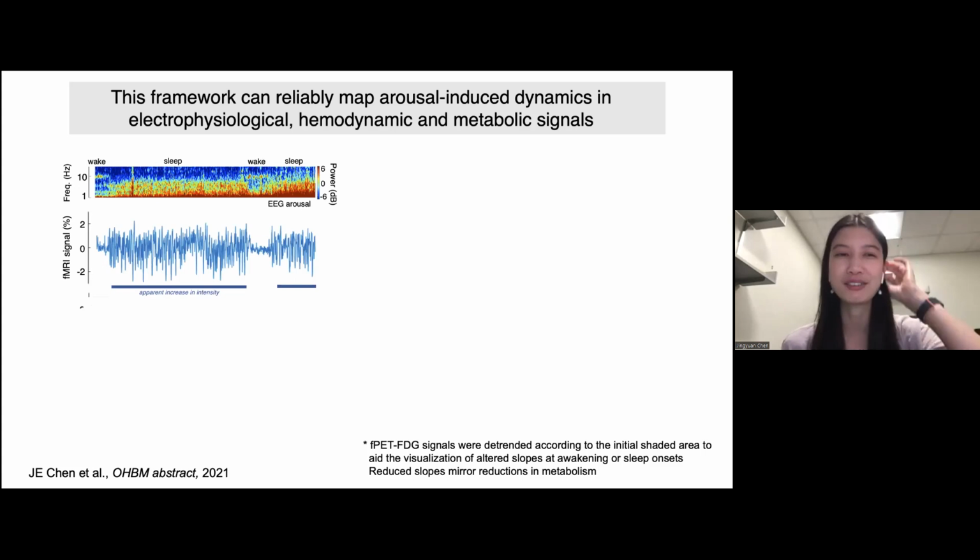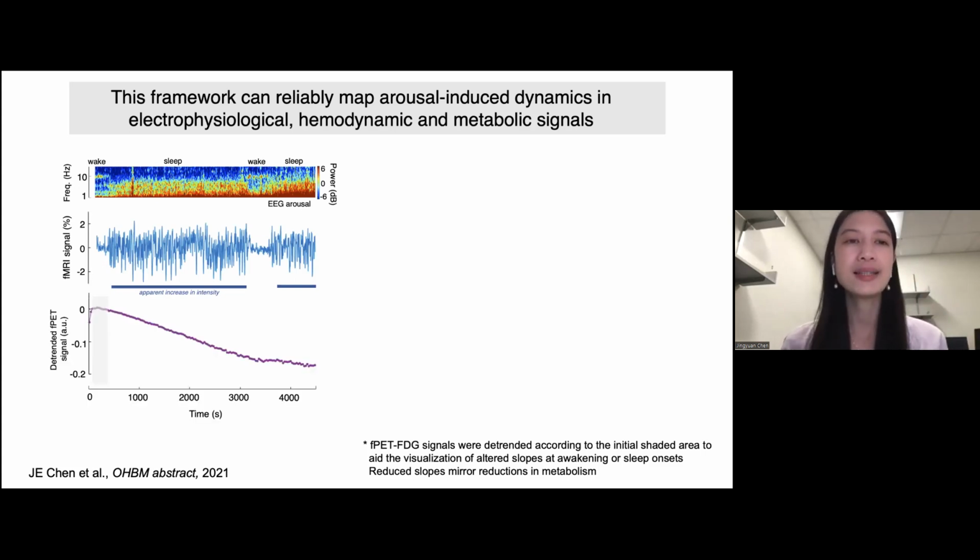I'm happy to talk about it if you're interested. And if you look at PET dynamics, apparently when people fall asleep, you will see a decrease in its slope, meaning reduction in metabolism. And when the subject becomes awake, there is a slight increase in metabolism. And when the subject falls asleep, there is a decrease in metabolism again.